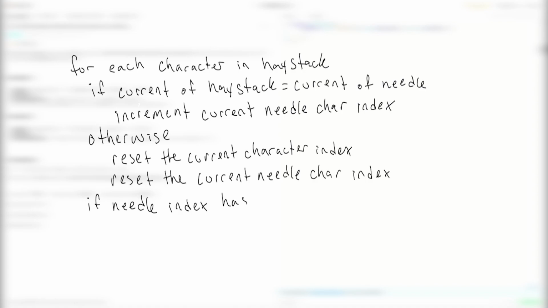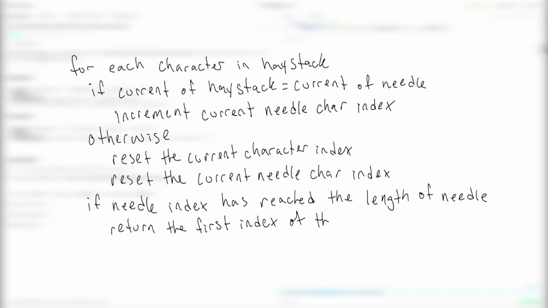Then if our needle index has reached the length of needle, we want to go ahead and return the first index of that matched string. If we don't return from this loop, we'll return -1 at the end. So that is what our pseudocode will look like. Let's walk through our example just to show that it's going to work.